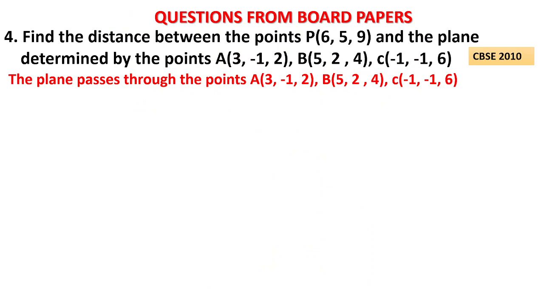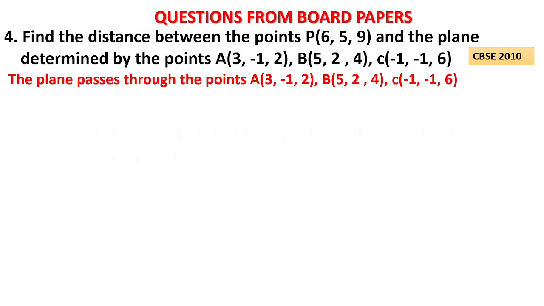Question number 4. This is a question from CBSE 2010, which is from three dimensional geometry. Find the distance between the point P(6, 5, 9) and the plane determined by the points A(3, -1, 2), B(5, 2, 4) and C(-1, -1, 6). Now first we have to find the equation of the plane. Then we have to find the distance of the point from the plane.